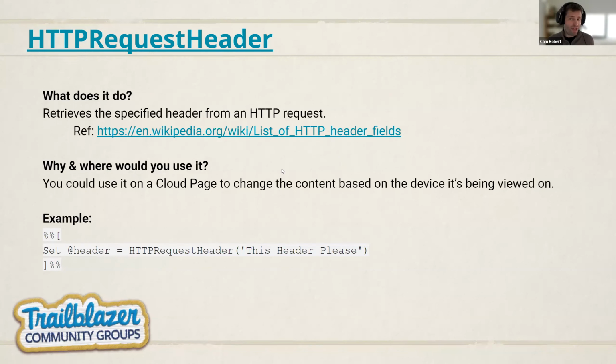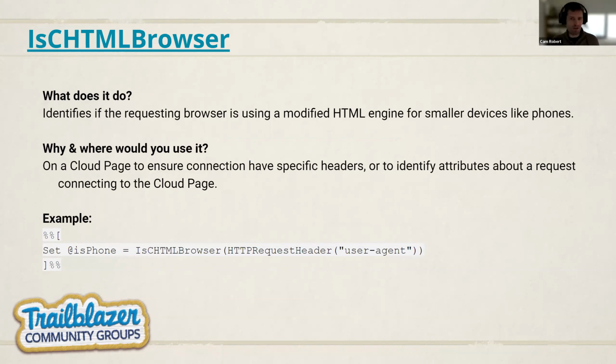They are really cool headers, though, well worth exploring. There are some really cheeky things you can get out of a request header, including what device they're on, their screen, their operating system, some really cool things. Which, speaking of, brings us to our next function, which is a CHTML browser.